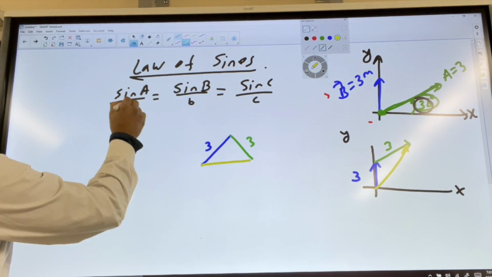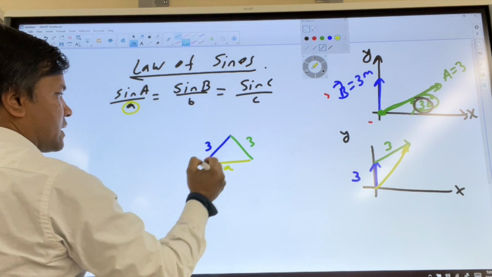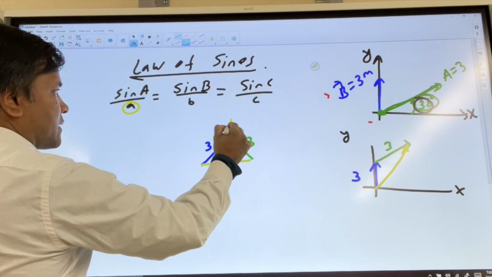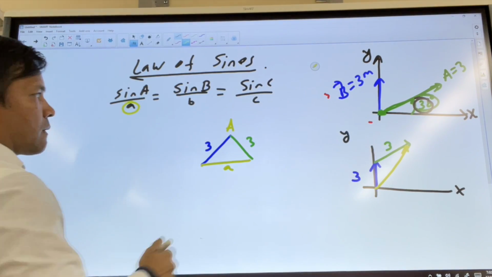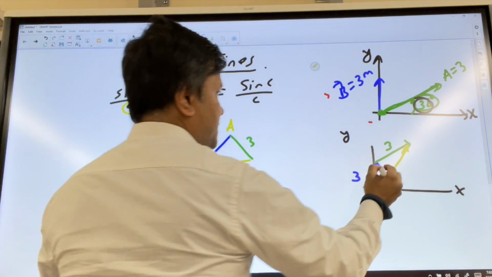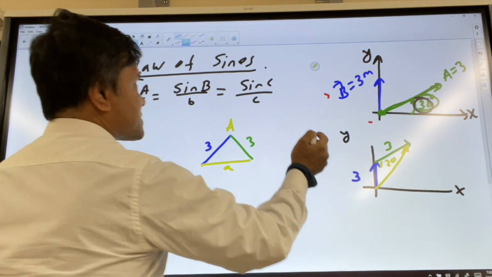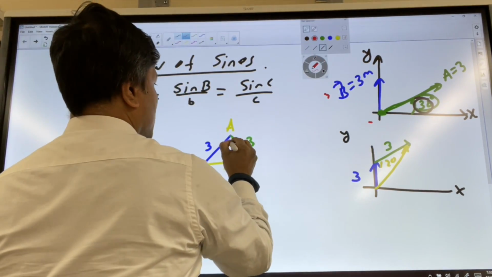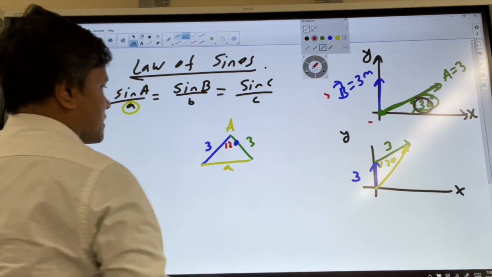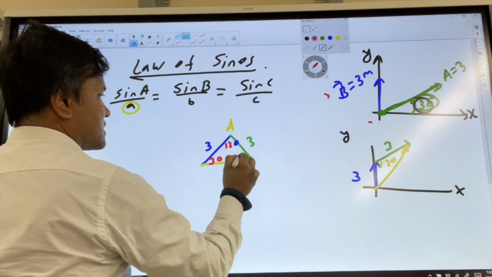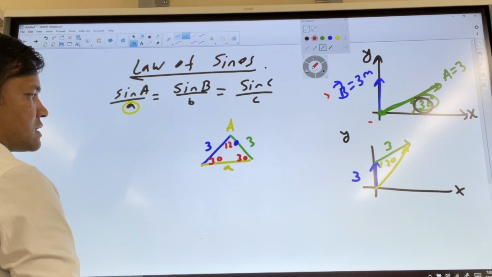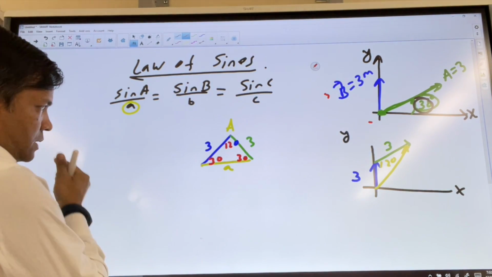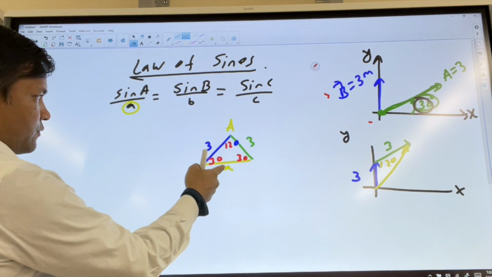So let's call this one A. A is the thing we want to find, so let's call it A. A is the angle. This is 120. Why is it 120? I explained before why it is 120. So this is 120, this is then 30, and this is then 30 because this is an isosceles triangle. Okay, good.